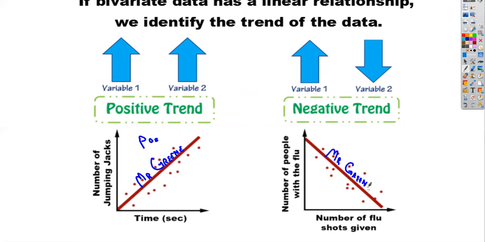All we're going to be talking about today are positive and negative trend lines. We're not going to be talking about no association or no relationship. We're not going to be talking about nonlinear. We're only going to be talking about linear relationships within trend lines today.